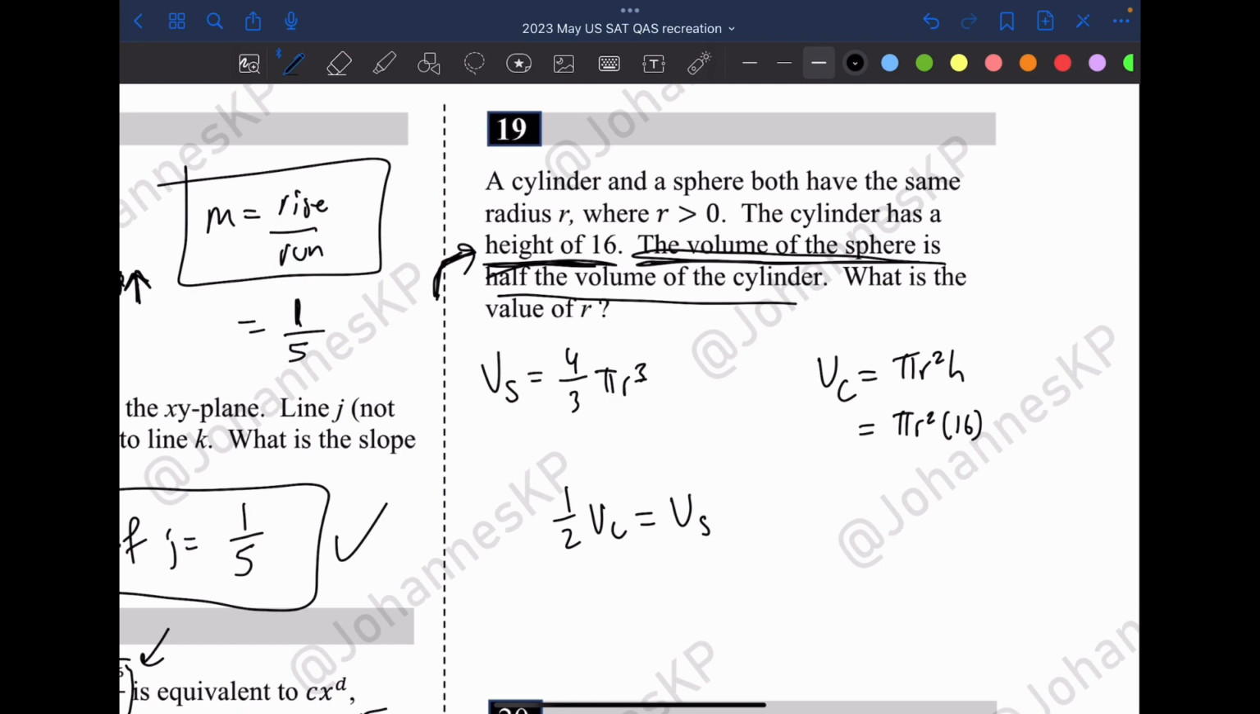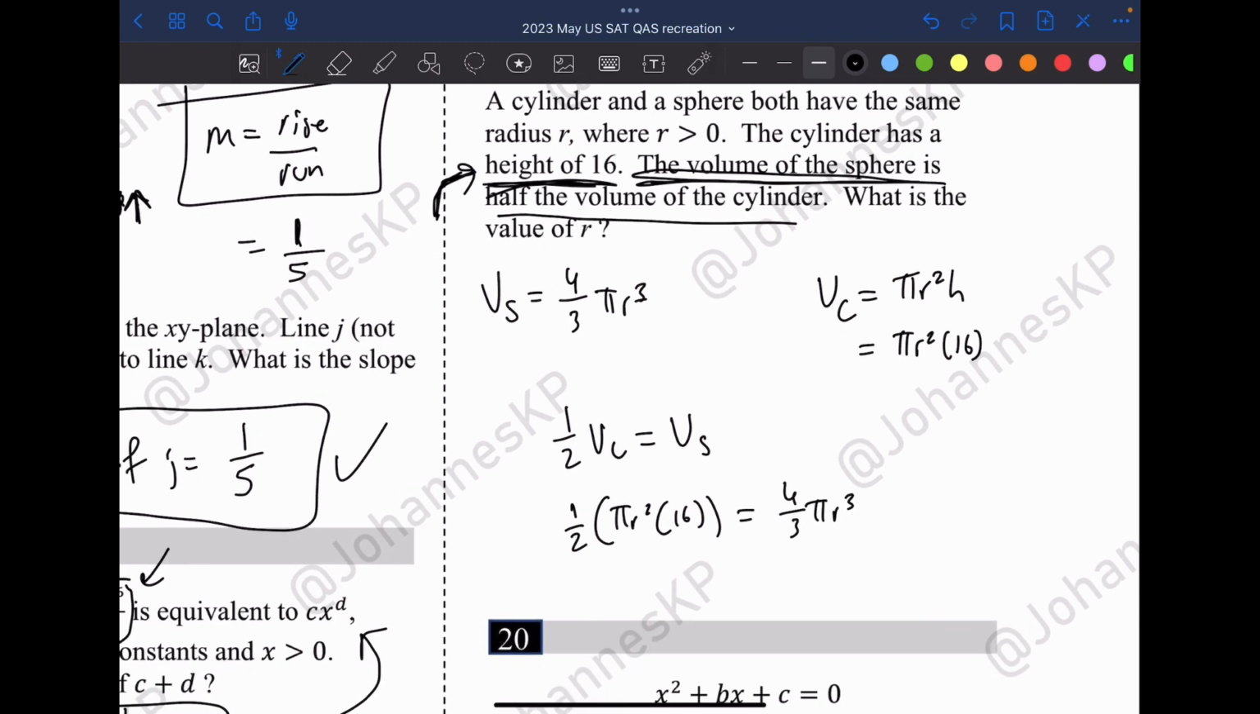Let's actually solve that now. So 1/2 times pi r squared times 16 is equal to 4 over 3 pi r cubed. Okay, a couple things to notice. First, there's a pi on both sides. Let's simplify that, get rid of pi. We can divide both sides by r squared because we don't like that many r's. We are going to have 1/2 times 16 is equal to 4 over 3 r. So once again, r squared over r squared just goes away. It's 1. And then r cubed divided by r squared is r.